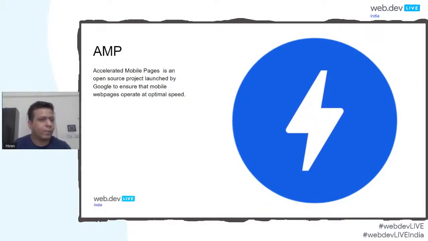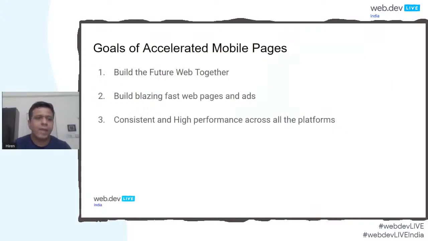The full form of AMP is Accelerated Mobile Pages. It is an open source project launched by Google to ensure that mobile web pages operate at optimal speed. The goals of AMP are to build the future of the web together and to build blazing fast web pages, ads, newsletters, stories, and emails. We will see this in detail in the other AMP session, which is scheduled today.